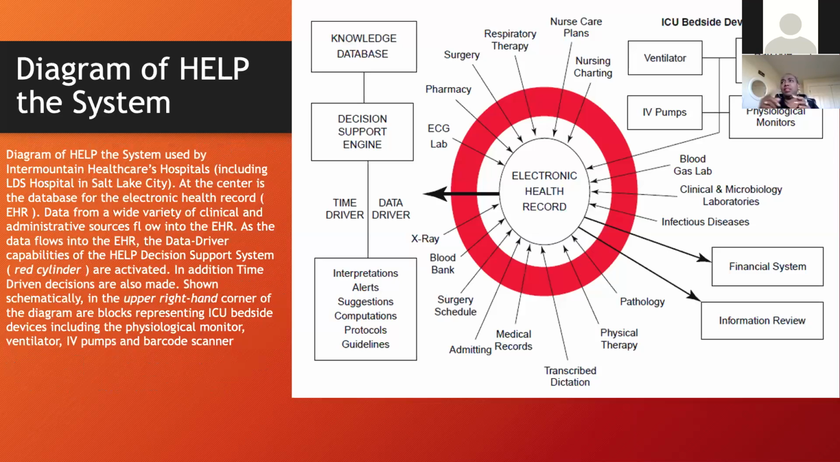And here's an example, again from your text, this HELP system. I'm not familiar with it, but I guess Intermountain Health has a system called the HELP system. What it does demonstrate is all of the data coming from all these different sources and being stored in the electronic healthcare record system. We talked about the ventilator, the pumps, the scanners, all of that. It's just data.